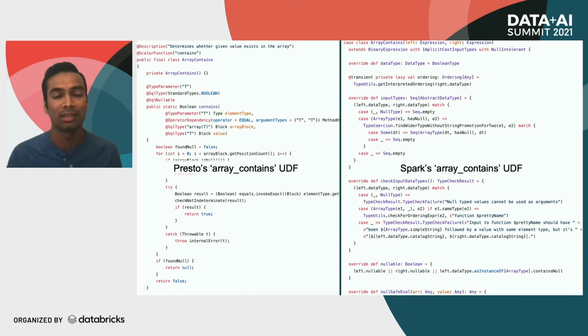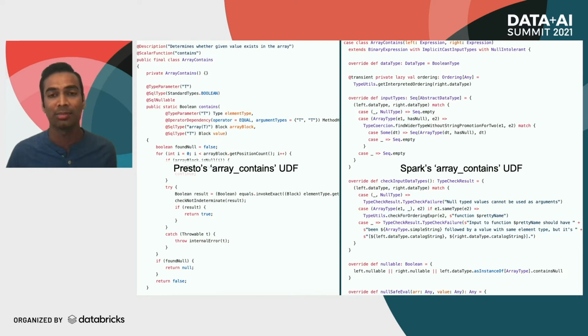Here is the same array contains function. This time on the left-hand side, you can see array contains for Presto. On the right-hand side, you can see the same UDF for Spark. You can see that both of these are different. The first thing I can notice is that the Presto function is in Java and the Spark version is in Scala, so a completely different language. The way we express data types in both these engines is different, and even how we express rows is different. So users will have to learn about this.